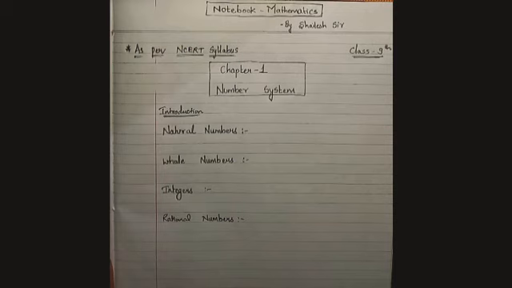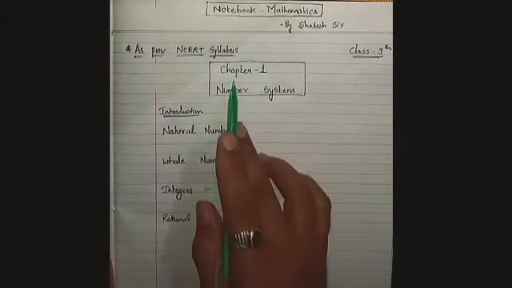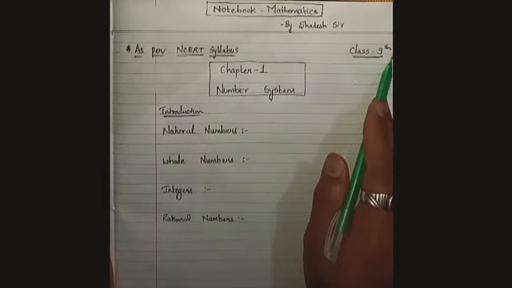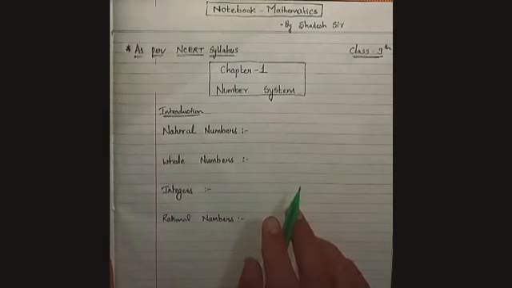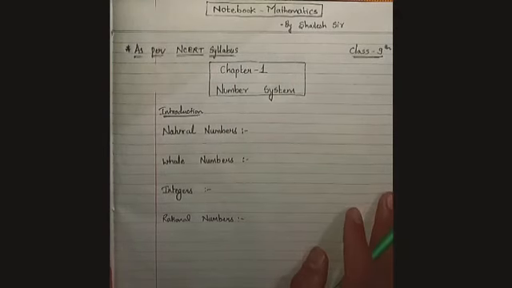Hello dear friends, today in our notebook mathematics section, we will take chapter 1, number system, of class 9th as per our NCERT syllabus. So if I talk about the number system chapter, this chapter will completely deal with the new type of numbers, that are rational and irrational numbers.